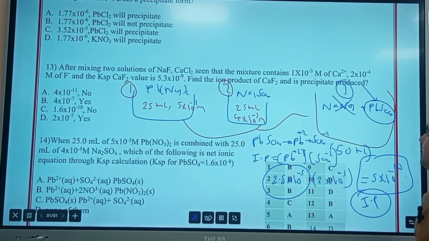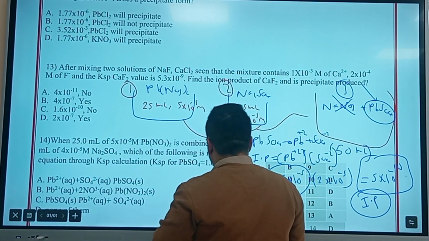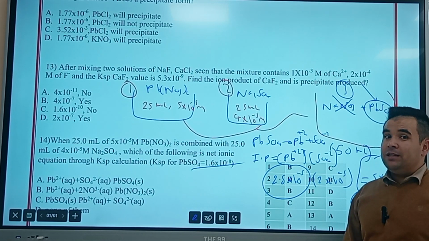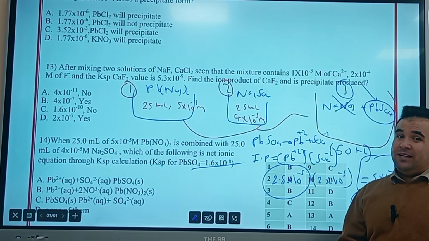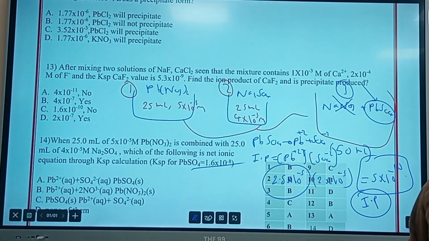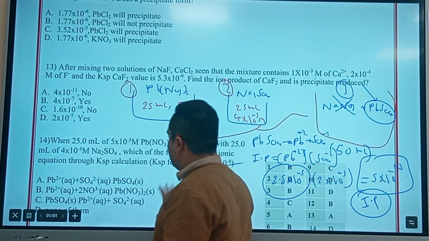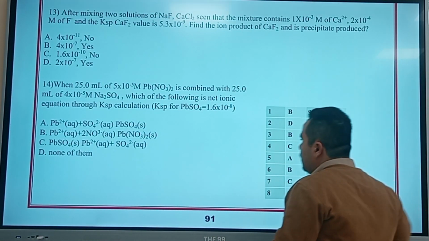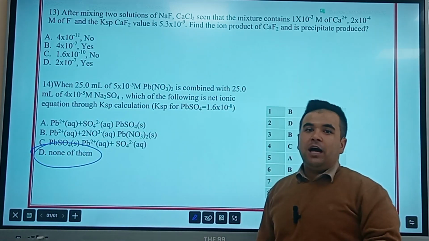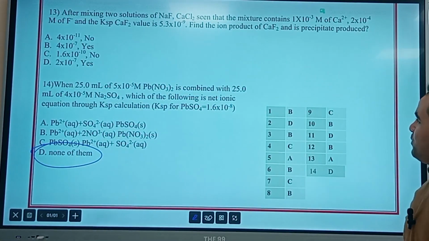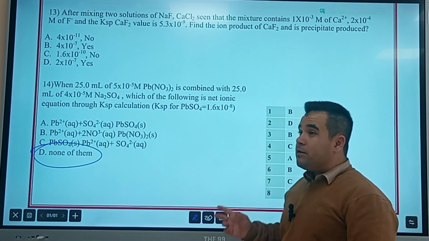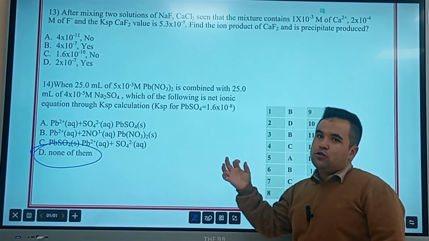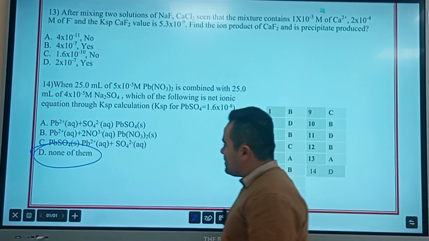5 × 10^-10 compared to the 1.6 × 10^-8, it's lower than 1.6 × 10^-8. In this case, there will not be a precipitate. If there is no precipitate, there is no reaction and there will not be a net ionic equation. For that, we just choose the D option, which is none of them is a net ionic equation. All of the ions become spectators. If required, the spectators are the ions of Pb, NO3, Na, SO4. They are all spectators, guys.